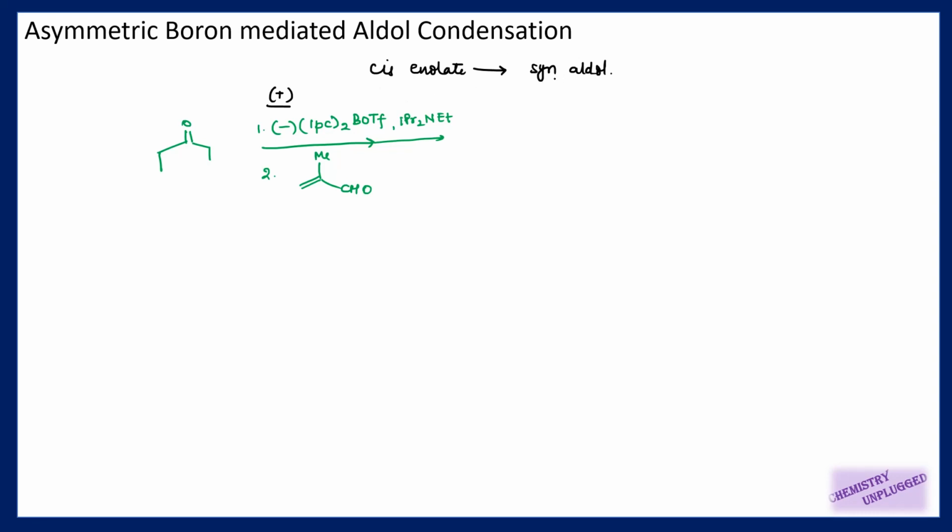Now you can easily do this reaction. First we have to generate a cis enolate, then this cis enolate will attack on this aldehyde. It will not attack on this carbon, it will attack on this carbonyl group directly. So this is all about the asymmetric aldol condensation reaction.